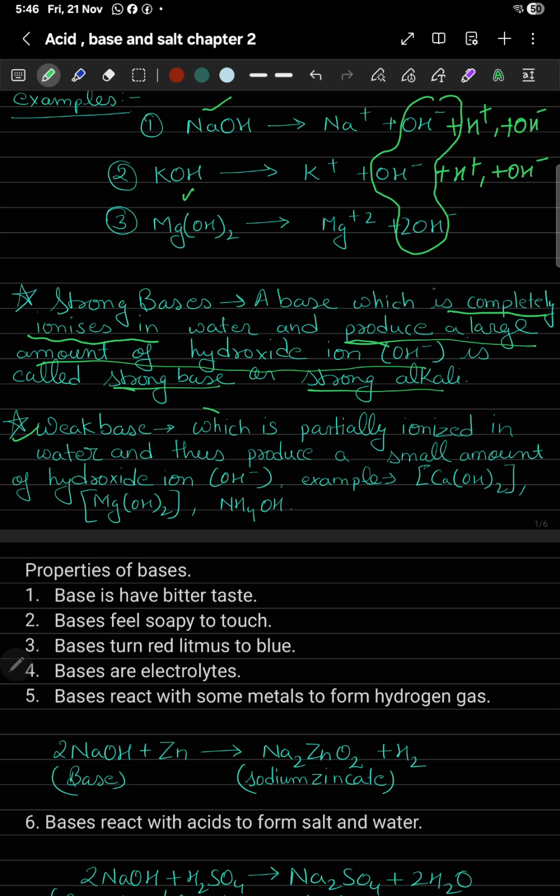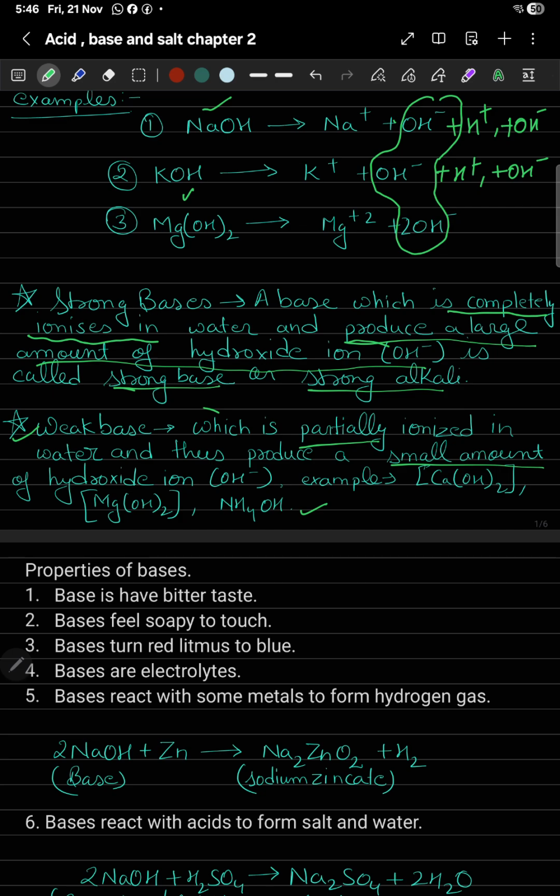So the next term is here, weak base, which is partially ionized. That means not completely, partially. That means some part of the base is dissolved and some part of the base is not dissolved. So that produces a small amount of hydroxide ions in the solution, that is considered a weak base. So we have examples of weak bases. First one is Ca(OH)2, that is calcium hydroxide, and second one is Mg(OH)2, that is called milk of magnesia or antacid. We have another example of that, NH4OH, ammonium hydroxide.